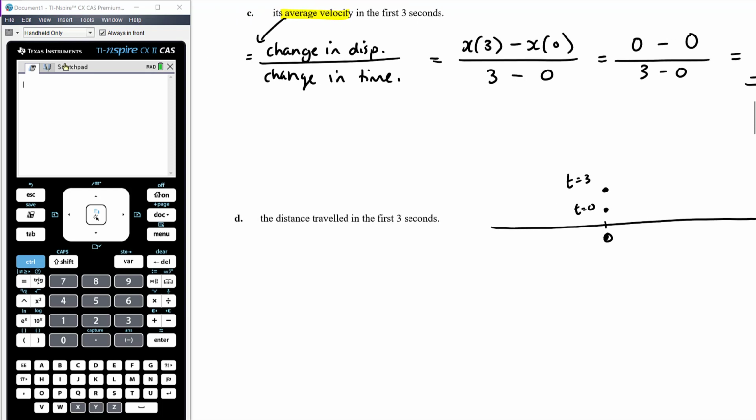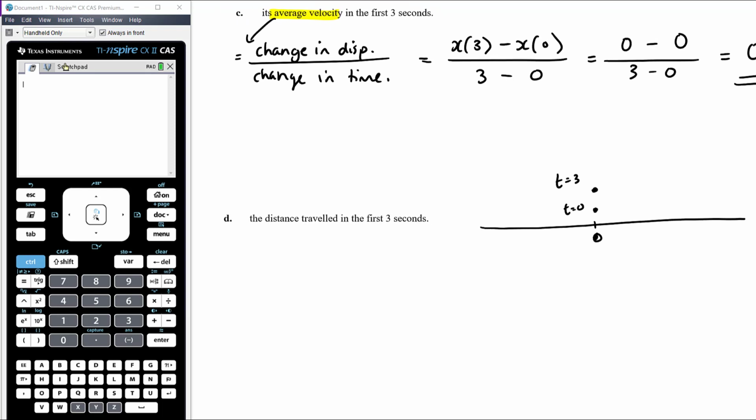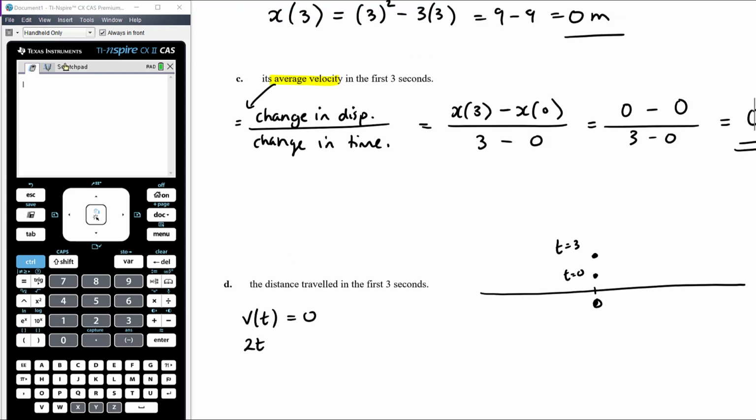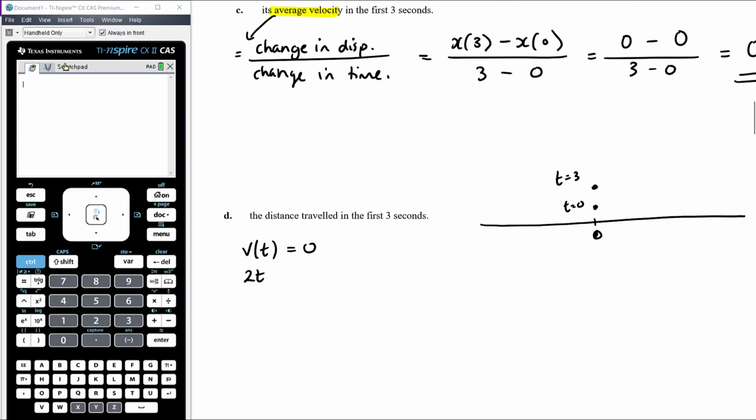So obviously it turned around in that time, so we need to work out when it turned around. So we need to know when the velocity is 0. The velocity is 2t minus 3. When does 2t minus 3 equal 0? So 2t equals 3, t is 3 on 2. So after 3 on 2 seconds, or 1.5 seconds, the particle turned around.